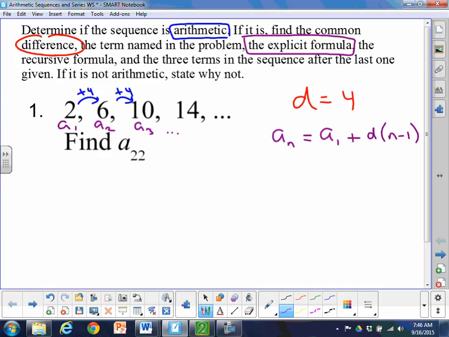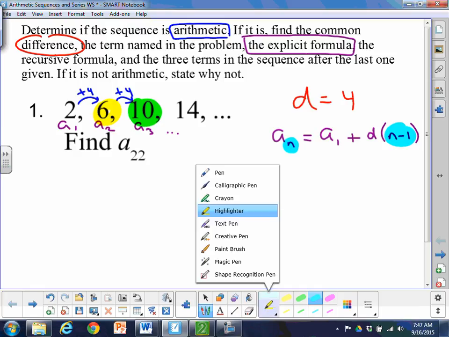So for example, to get the second term, we only added 4 once. To get the third term, we started with 2, and we only added 4 twice. So whatever that term number is, you're adding 4 one less than that number of times. That's why whatever term you want, you're adding that common difference n minus 1 times.